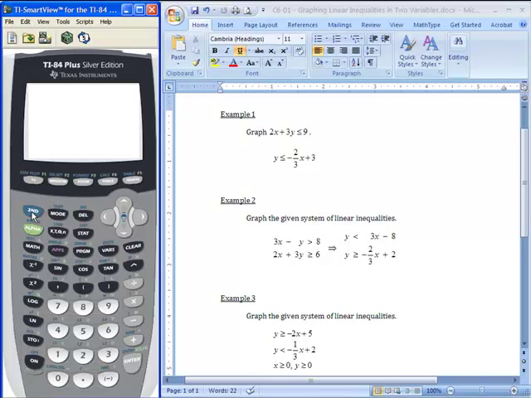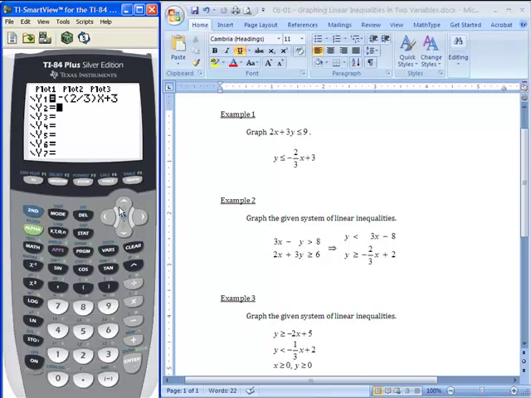So we'll press the y equals key. And we can enter negative, and then I'm going to put the fraction in parentheses the way I always do, just to make sure that I'm very careful with order of operations. And that's negative 2/3 times x. And then to that we're going to add 3. Alright, once we have that in there, we'll press enter.